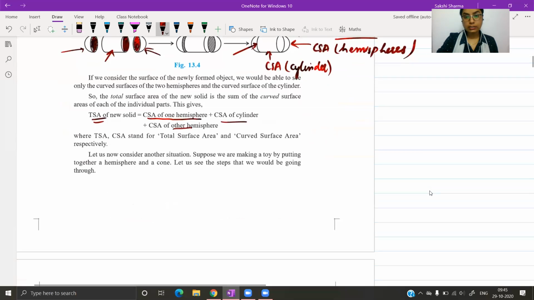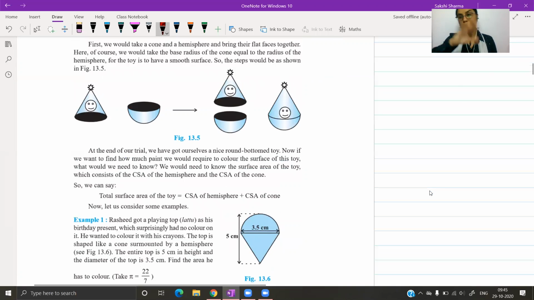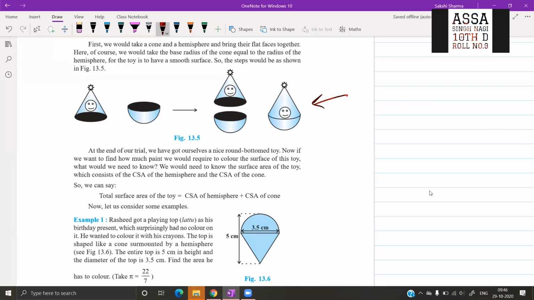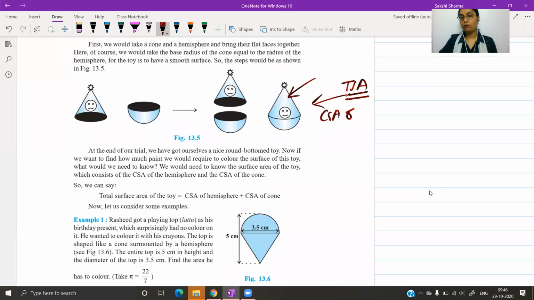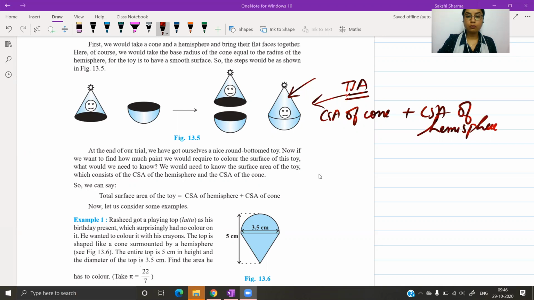They have given another example here where they have joined a cone with a hemisphere. This is surmounting a cone on a hemisphere, and the radius of the hemisphere matches the radius of the cone's base. In that case, this is the final solid formed. For this, the total surface area will be given by the CSA of the conical part and the CSA of the hemisphere. Once you have identified the right formula, you can simply solve by applying that formula.